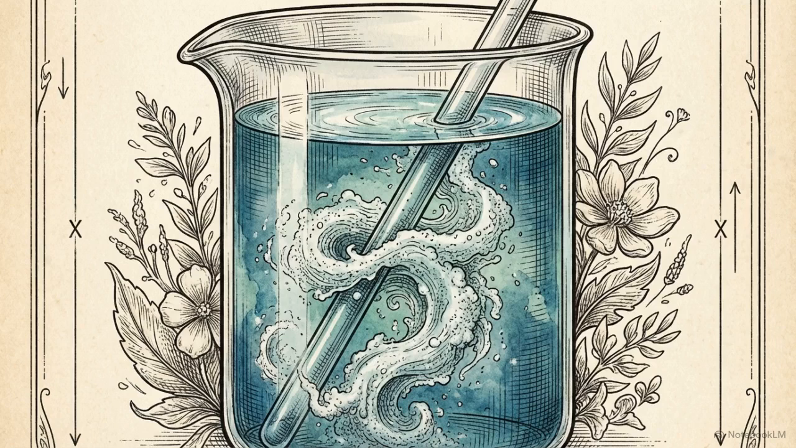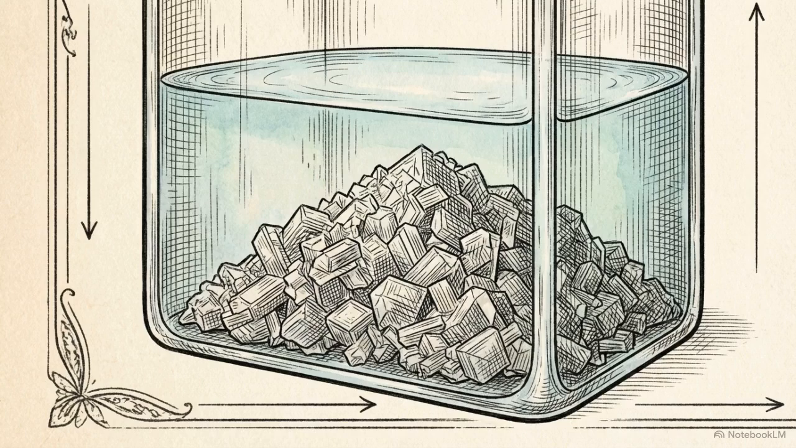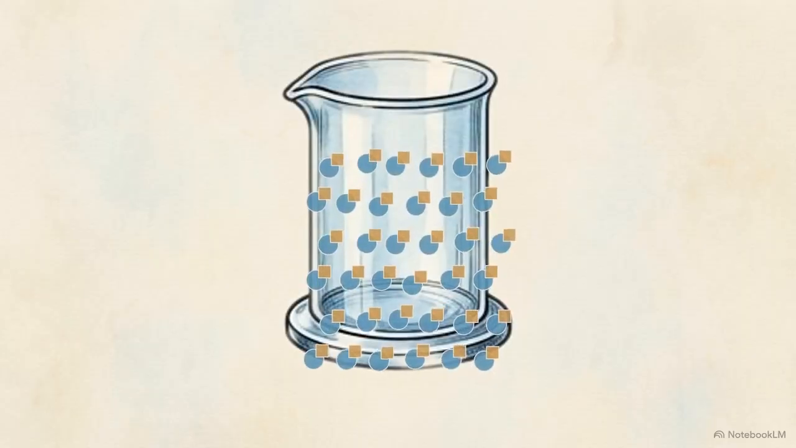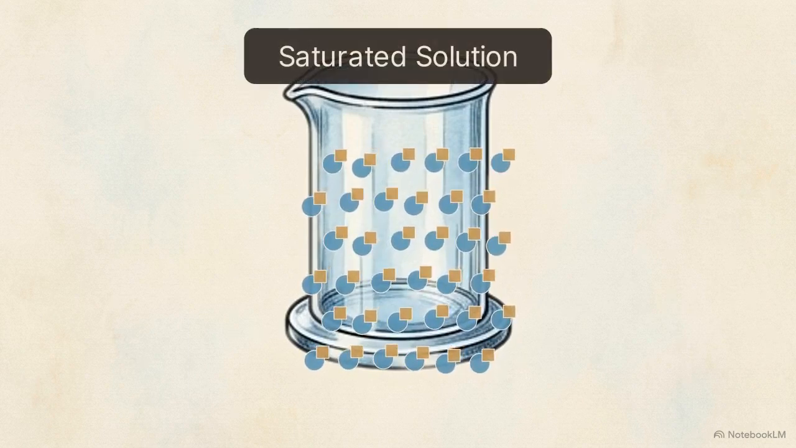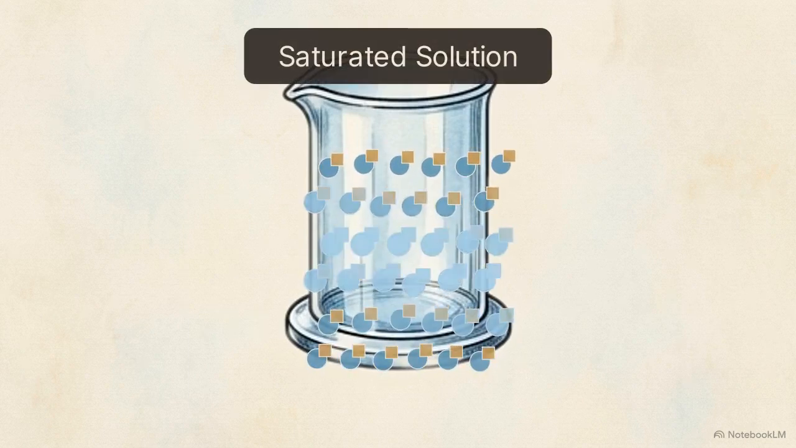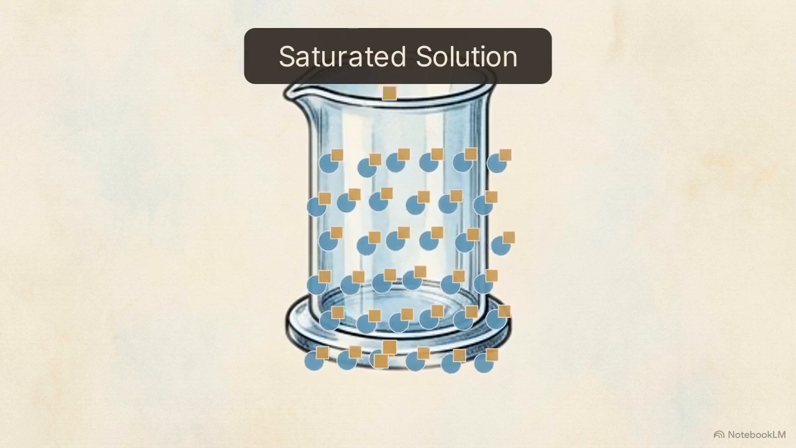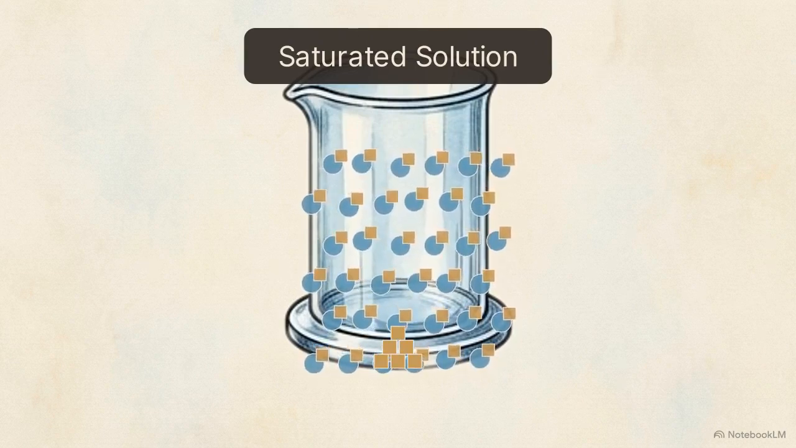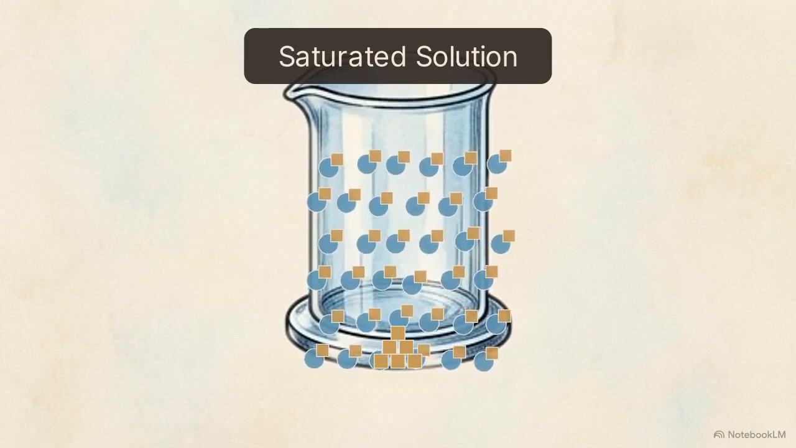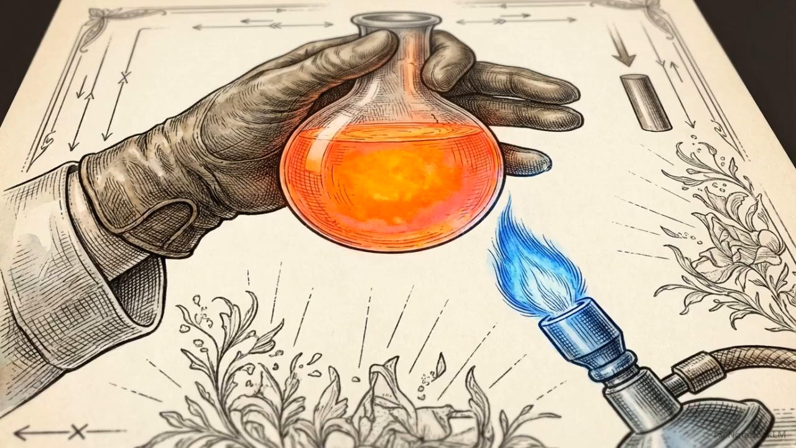There is a physical limit to this process. A solvent cannot absorb an infinite amount of solute. Eventually, the added substance simply piles up at the bottom of the container. At this point, the liquid is full. This is a saturated solution. The solvent molecules are entirely occupied holding existing solute particles, so any newly added solids have nowhere to go and settle at the bottom.